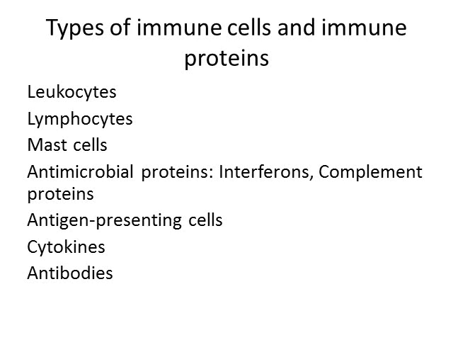So the types of immune system cells and immune system proteins that we're going to discuss are the leukocytes, or the white blood cells, lymphocytes, which are actually a type of leukocyte, and talk about mast cells, which are involved in your allergic reactions and your initiation of inflammation. We're going to have a brief look at some antimicrobial proteins, specifically the interferons and the complement proteins. We're going to discuss the concept of the antigen-presenting cell. We're going to talk about cytokines, which are molecules secreted by immune system cells, and we're going to talk about antibodies, which are made by B cells.